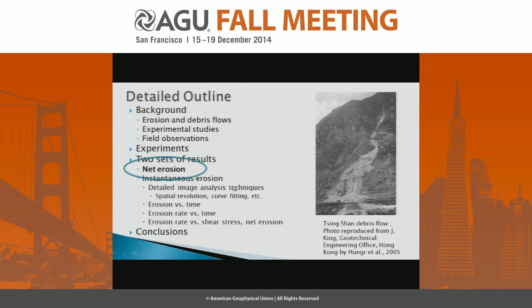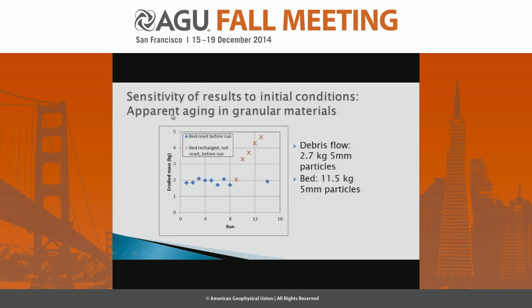So we've approached this from two angles. One is with net erosion and then with instantaneous erosion. So we'll start with the net. One thing that we've found is the sensitivity of the results to our initial conditions. As we can see here, our bottom axis is the number of runs performed, and then we've got the eroded mass.